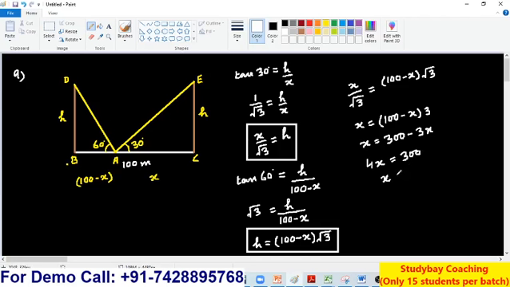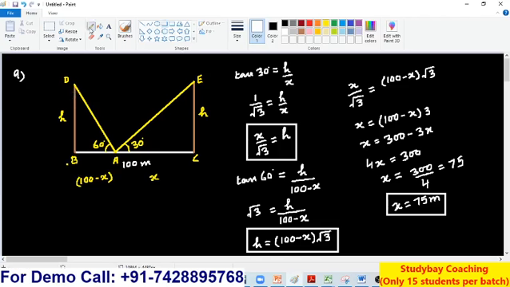Alright, now you can say that 4x will be equal to 300, and so x will be equal to 300 upon 4. Now 4 fives are 20, so x will be equal to 75 meter. So we can say that the point of observation is 75 meter away from EC and 25 meter, that is 100 minus 75 meter, away from BT.